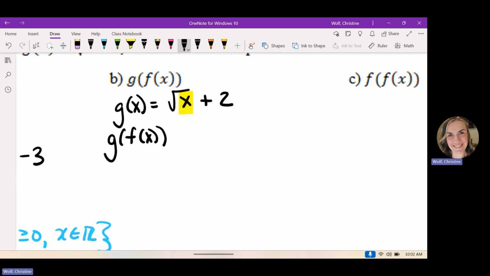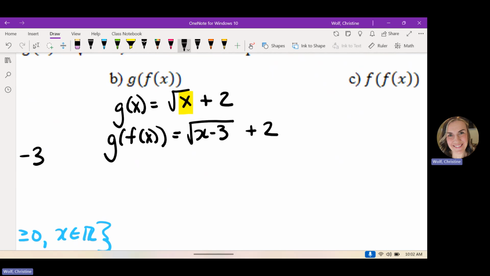So g of f of x would mean radical. And then my x is replaced with what f of x is. And f of x is x minus 3 plus 2. There's no simplifying you can do there. The x and the 3 are protected under the radical. That's it. That's the final answer.